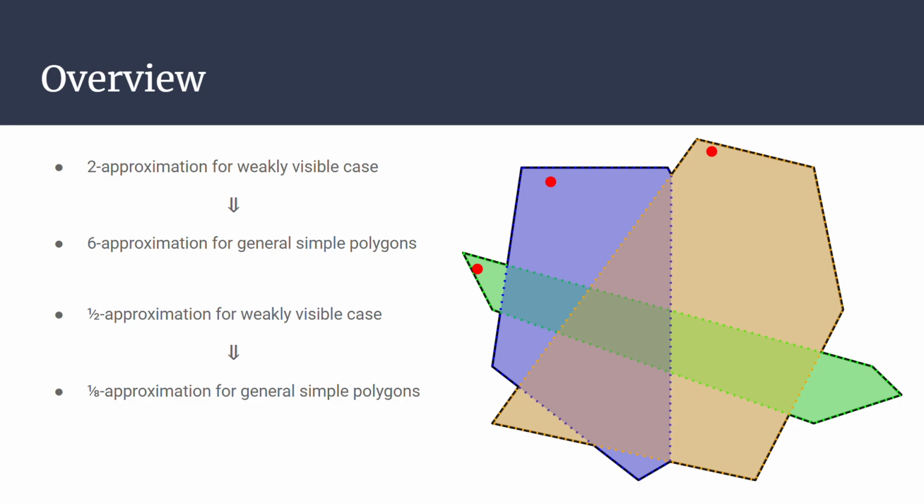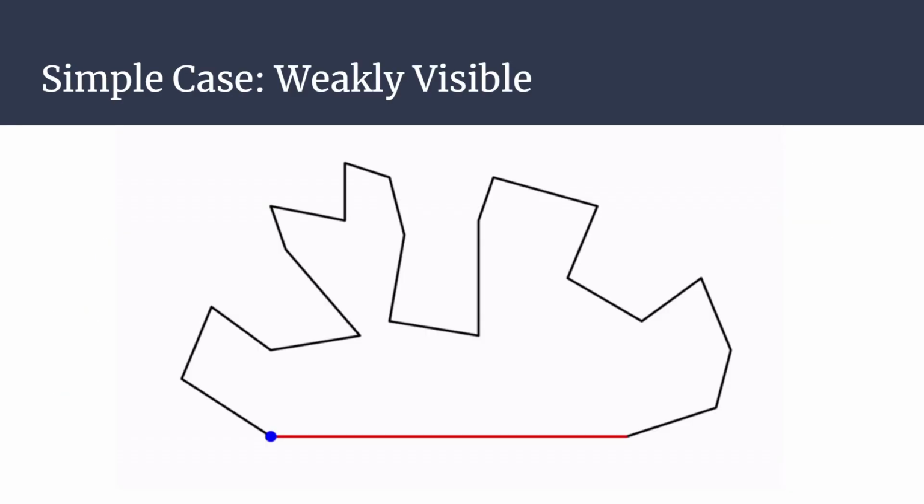On the hidden set side, we have a 1/2 approximation for the weakly visible case, and then we have a 1/8 approximation for general simple polygons. So that's sort of the overview of the results. And obviously the 1/2 and the 1/8 are referring to the fact that it's a maximum problem for a hidden set, and the 2 and the 6 are referring to the fact that it is a minimization problem for the convex cover case.